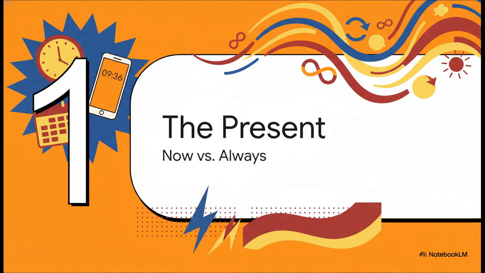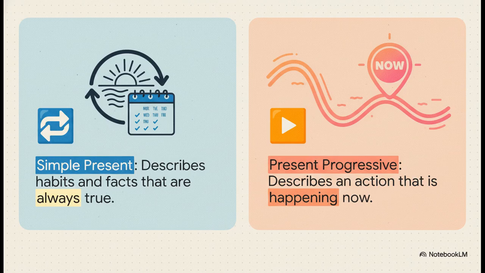Okay, first stop on our journey, right now, the present. But even the idea of now isn't quite as simple as it sounds. There's a huge difference between what's happening this very second and what just always happens. And to help us navigate all that, we've got two main tools in our kit, the simple present and the present progressive. Now, they might sound kind of similar, but trust me, they operate on completely different timelines.